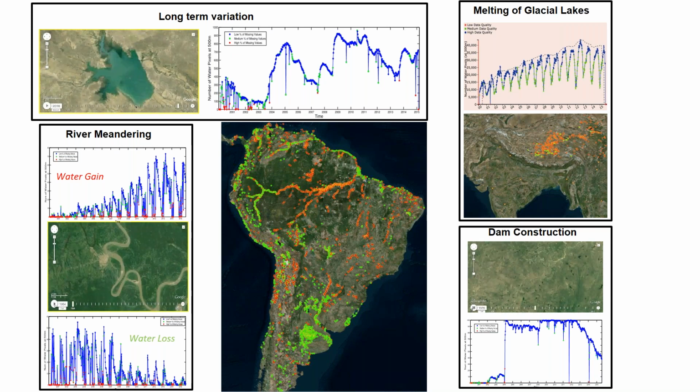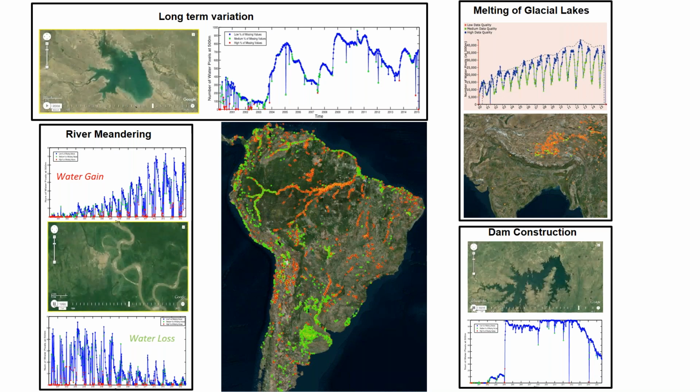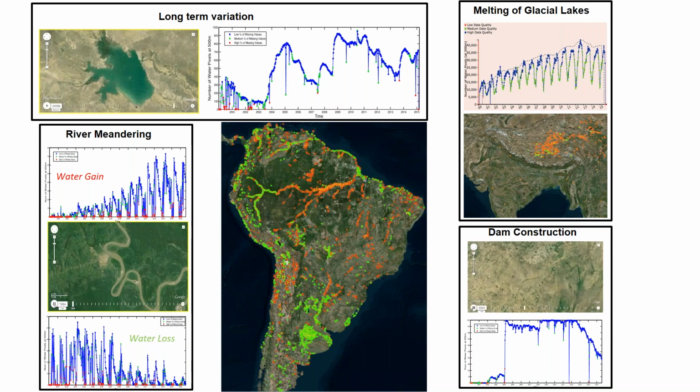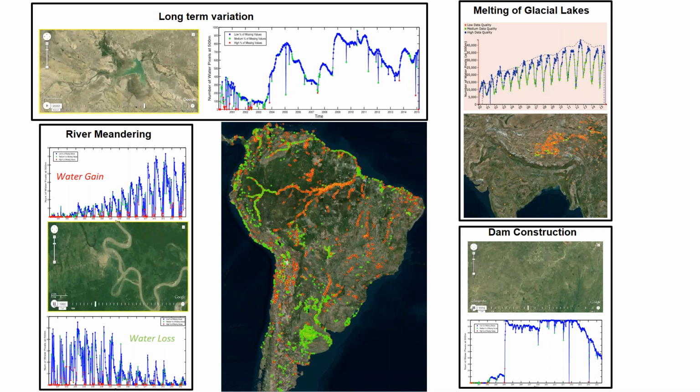On the middle left corner, you will see river meandering being picked up that is visible from Google Timelapse, but can also be identified using these different water bodies that we have, which show both shrinking patterns and growing patterns simultaneously. On the right side is something much more interesting. On the lower right side is the dam construction. I'll talk about it a little bit later.